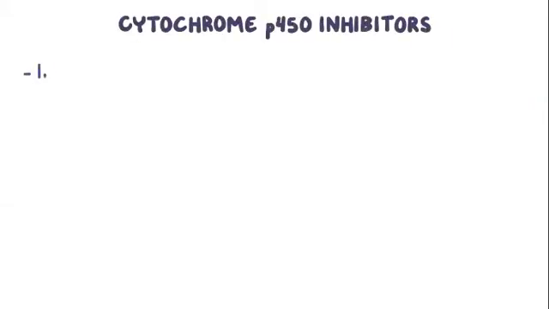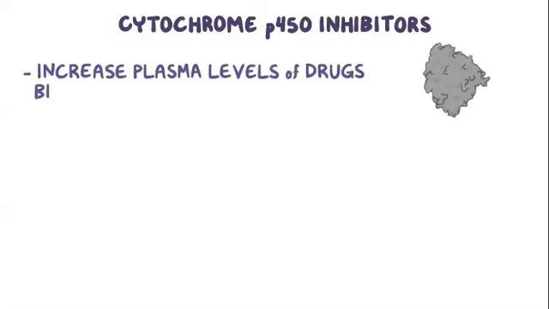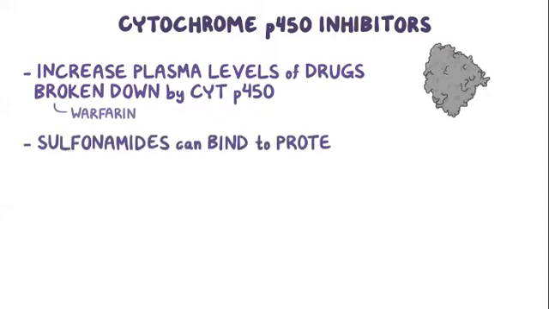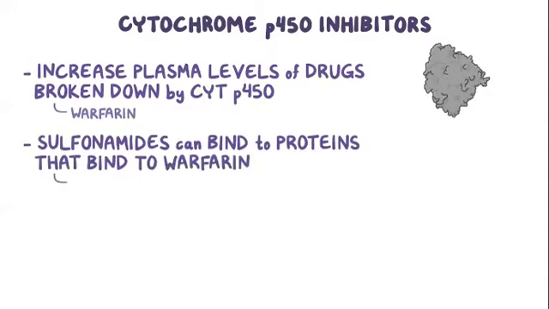Both trimethoprim and sulfonamides are cytochrome P450 inhibitors, so they can increase the plasma level of drugs that are broken down by it, like warfarin. To make things worse, sulfonamides can bind to the proteins that also bind to warfarin, which increases its plasma concentration even more.